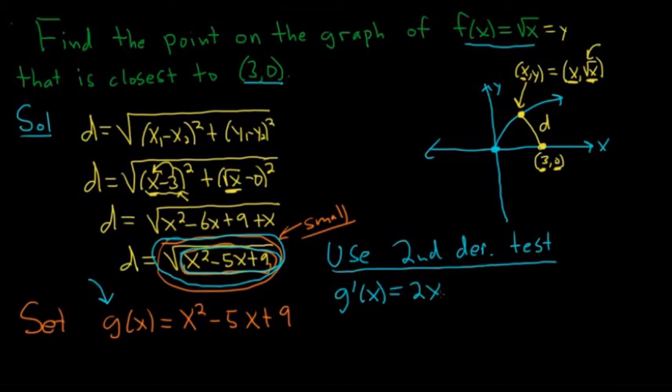Here we get 2x minus 5. The derivative of x squared is 2x, the derivative of minus 5x is minus 5, and the derivative of 9 is 0, and we set this equal to 0. So we add 5 and get 2x equals 5, so x is equal to 5 over 2. That is our critical number.